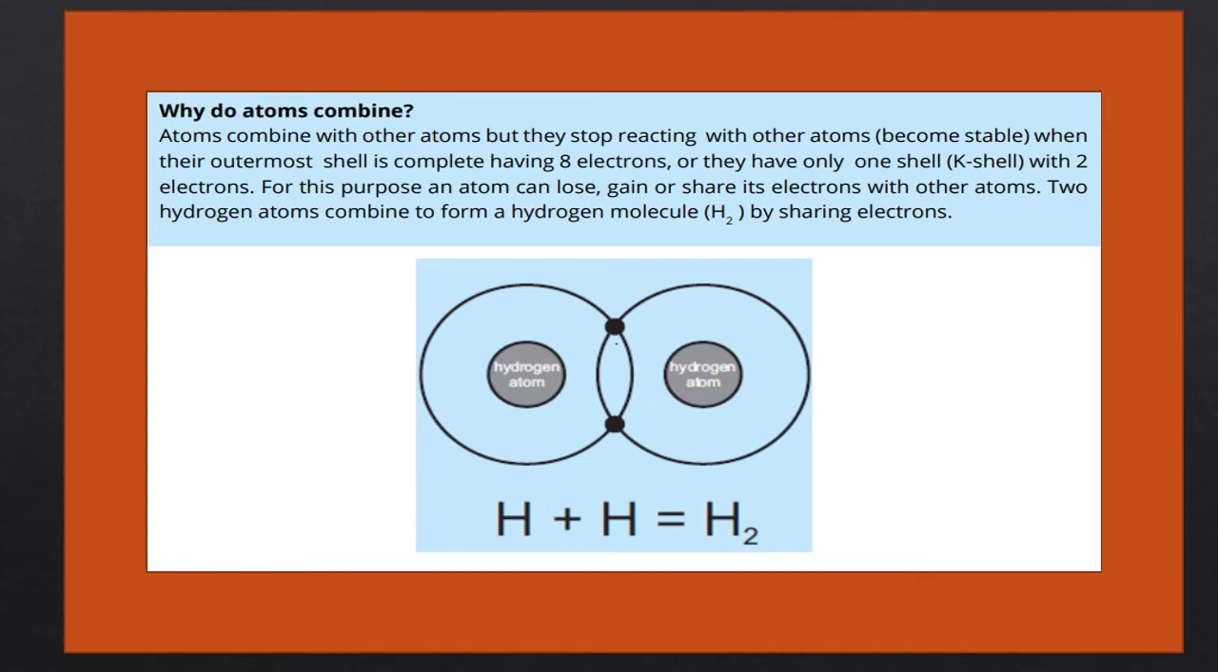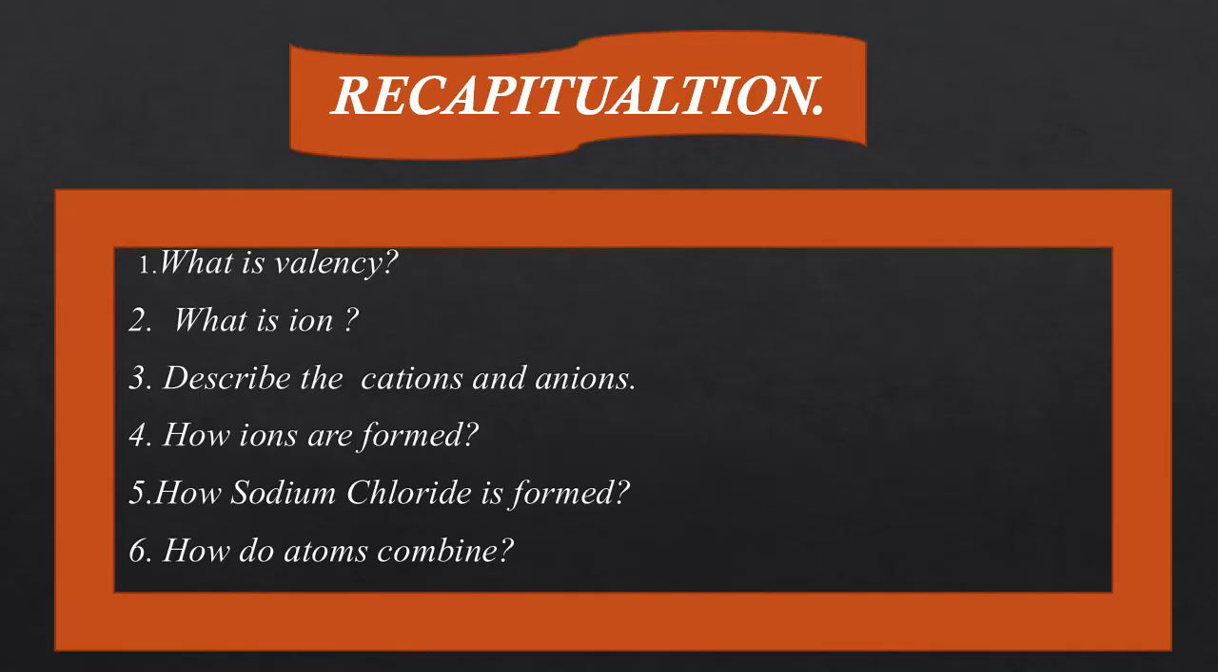As you have seen in this diagram, two hydrogen atoms react with each other to get the stable state by the sharing of electrons. Recap. In this lesson, we have discussed valency, ions, cations and anions, how ions are formed, how sodium chloride is formed, and how atoms combine.